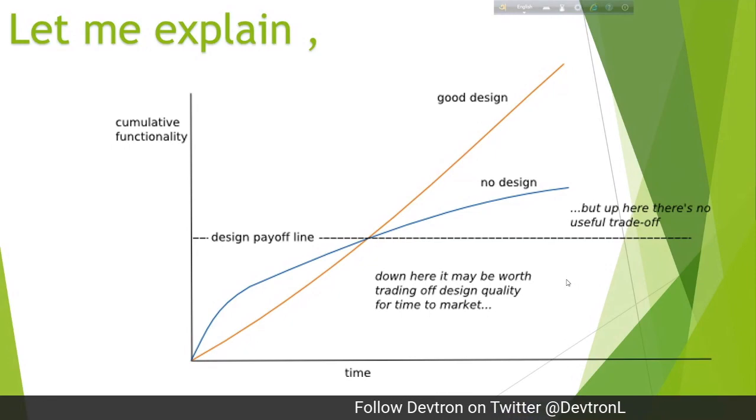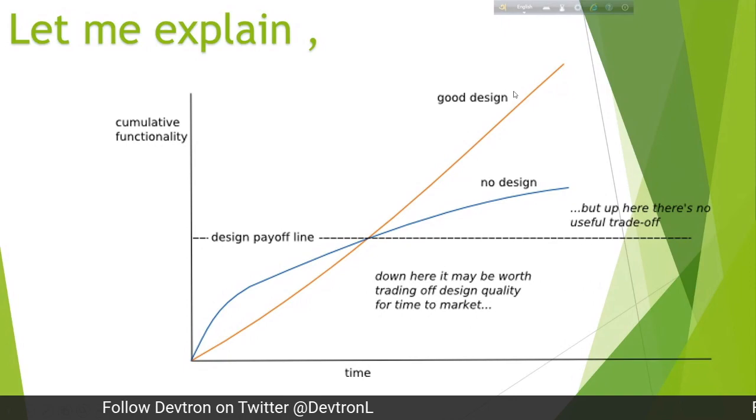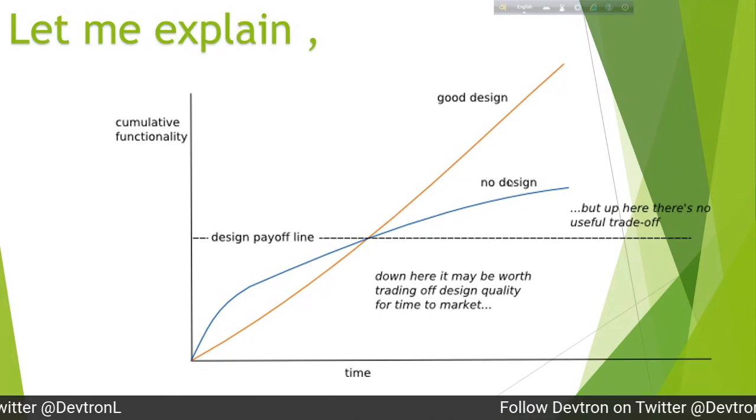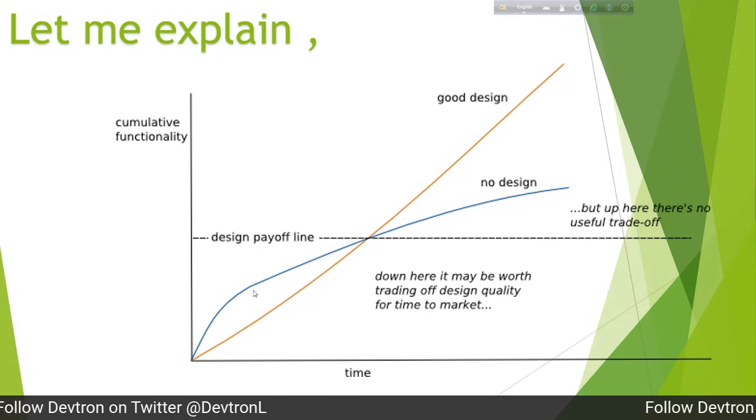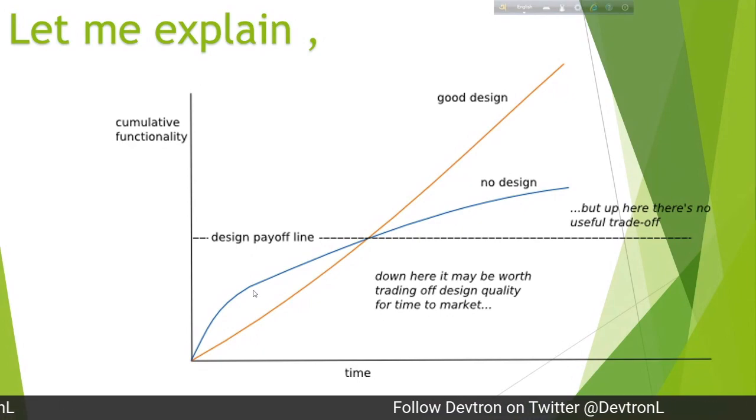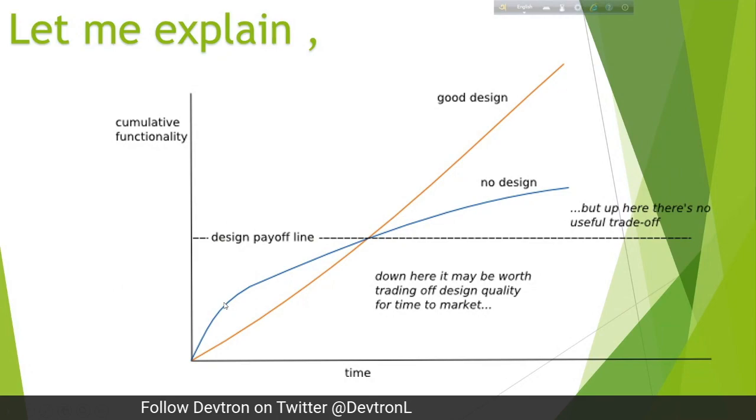If you see what is happening here, there are two lines. One is the red line, which I'm calling good architecture or good design. Another is the blue line, which is the no design or no architecture. The no design architecture starts a little bit better. Why? Because the moment they get the problem, they start working on it. They start the coding. They are not thinking about architecture. That is why initially they are able to do more user stories than me or you.